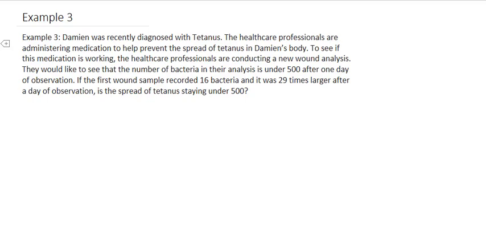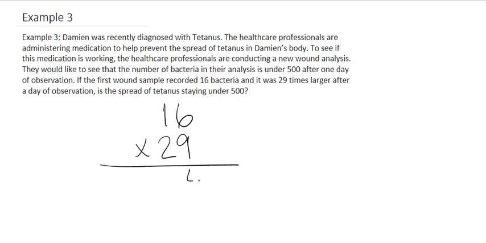So to solve this problem, we're going to line up the numbers and then we're going to begin multiplying. So we have 16 and 29. So 6 times 9 is 54. Put the 4, we carry the 5. 9 times 1 is 9 plus 5, which is 14. So we're going to write 14 right there. We're going to add the 0 as a placeholder. Then 2 times 6 is 12.